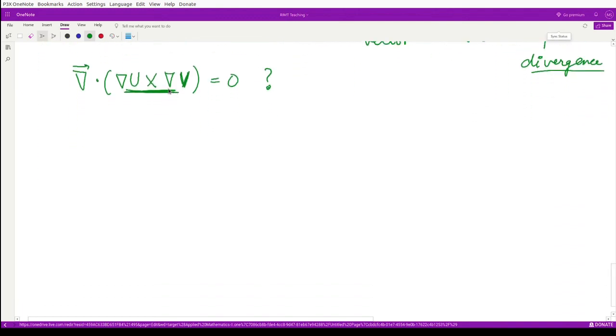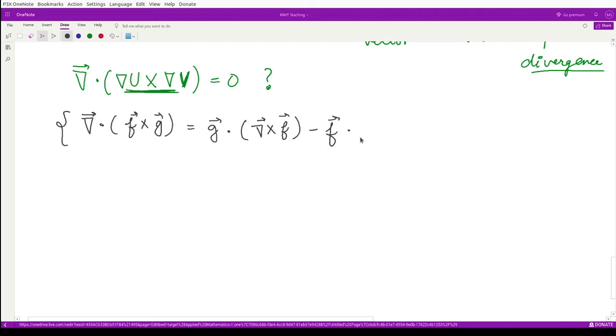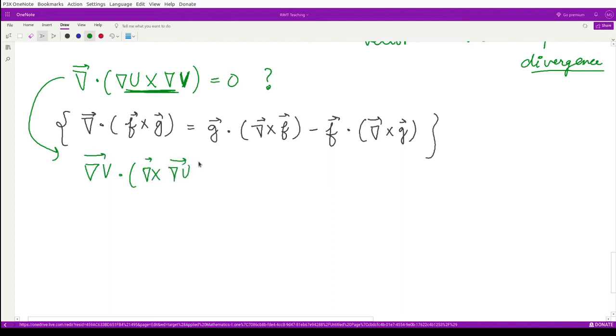Here we can again apply this formula. We have this identity which tells you that the divergence of the cross product of two vectors is equal to vector g dot del cross f vector minus vector f dot del cross g vector. So we apply this identity over here, and we obtain del of v dot del cross del u, all of these being vector quantities, minus del of u dot del cross del v.